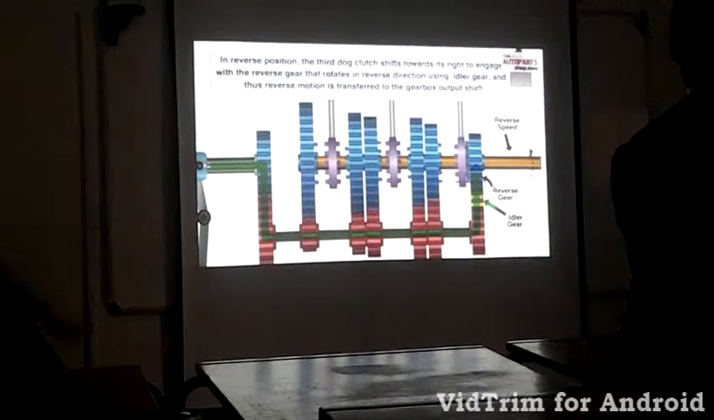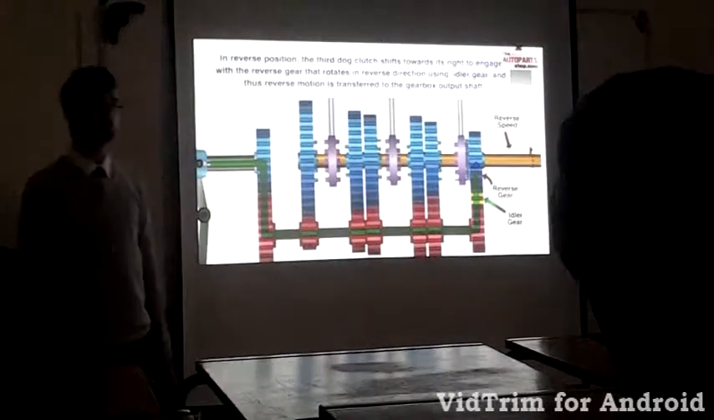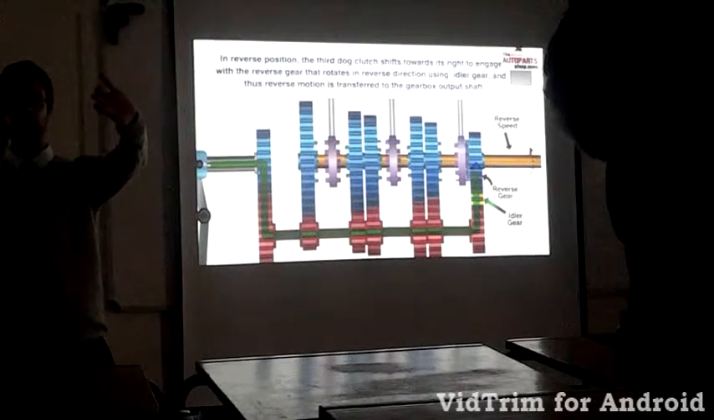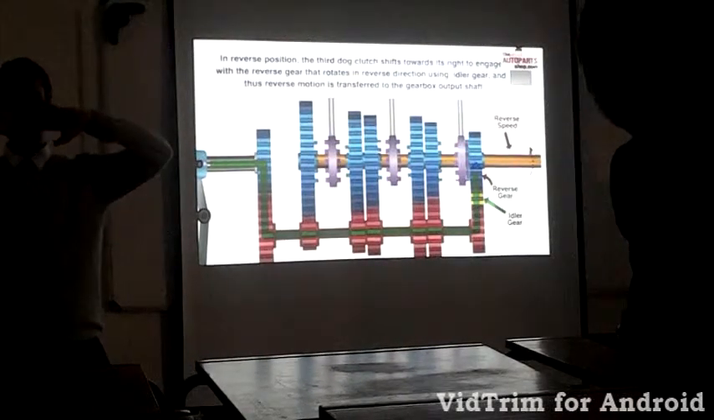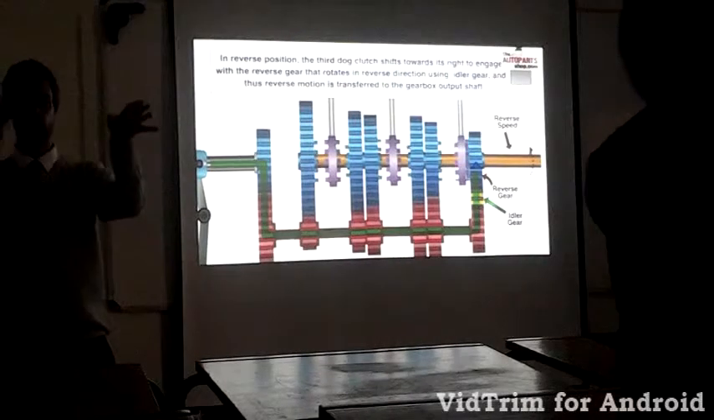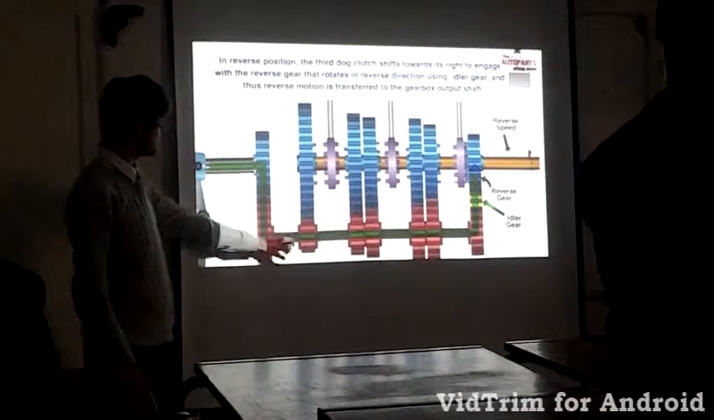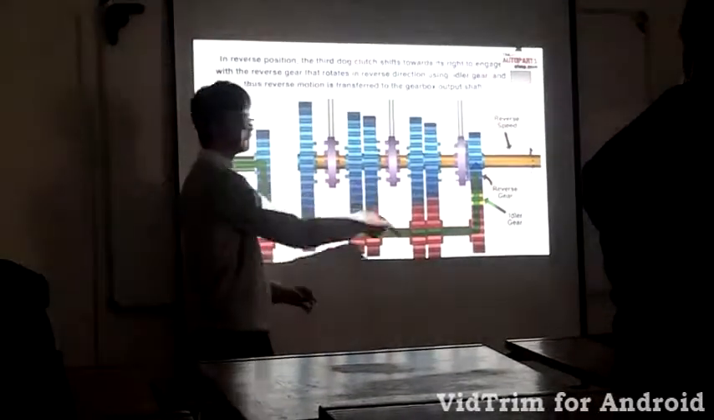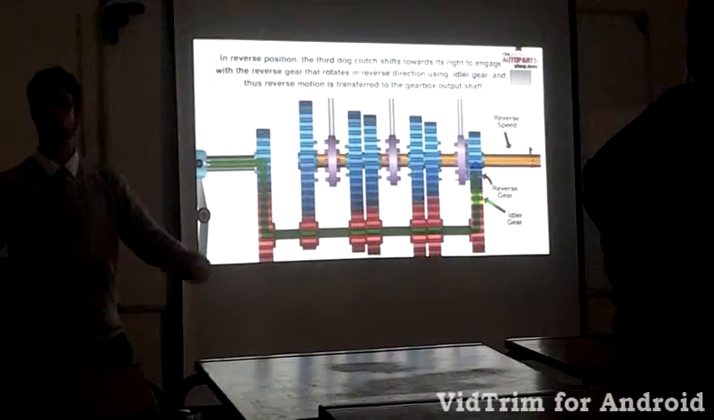Now, when it comes to your different types of gears, specifically spur gears, when you've got one gear moving in one direction, which direction is the other gear moving in? Opposite. Okay, because when your spur gears mesh together, their teeth force each other in opposite directions. So with these gears moving in a clockwise direction, all of these ones are moving in an anti-clockwise direction, getting your wheels to move forward.